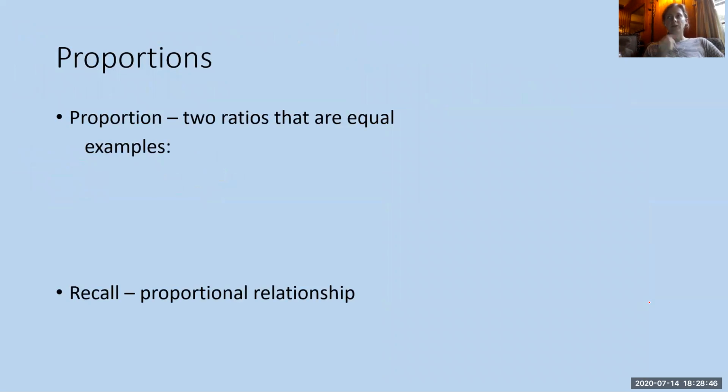All right, so we've talked about ratios, rates, unit rates, right? Those are all about making comparisons between two things. Let's talk about proportions now. So a proportion is two ratios that are equal to each other. So two ratios that have this very special relationship. So let's think of a couple of examples here.